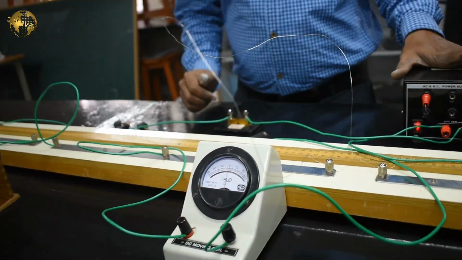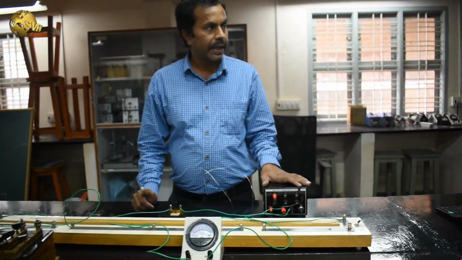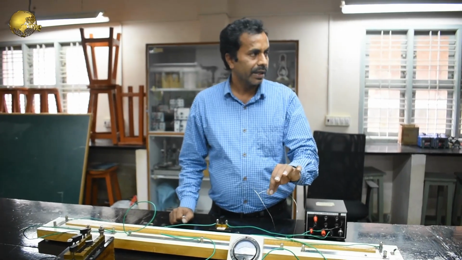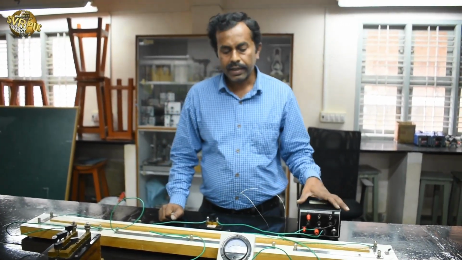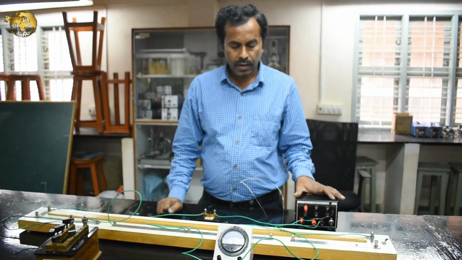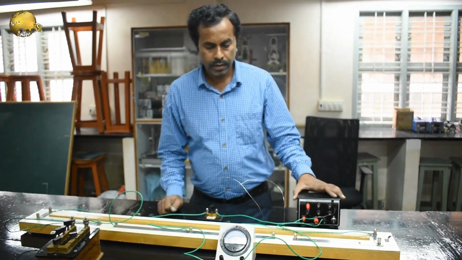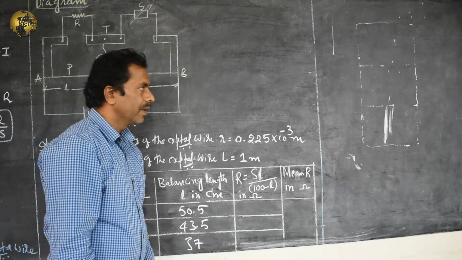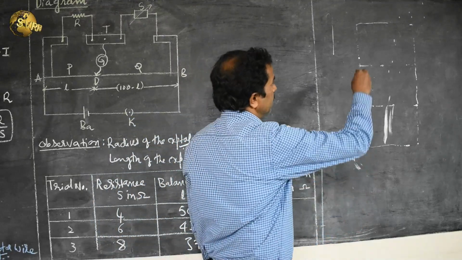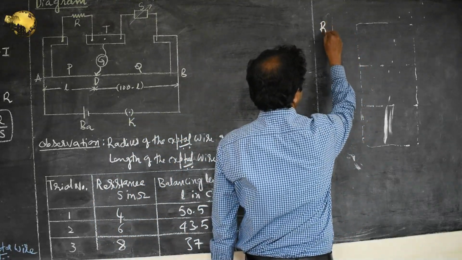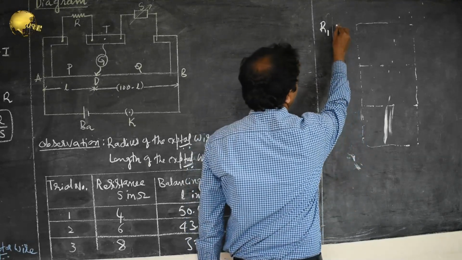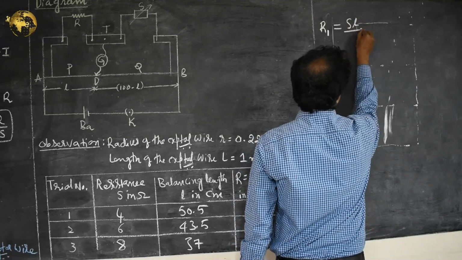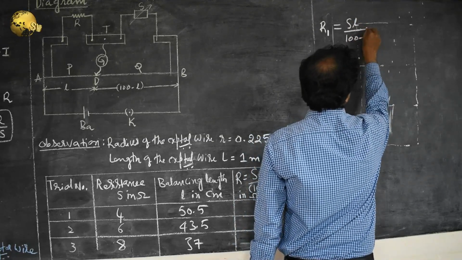So now I got all the balancing lengths for 3 trials, and we calculate the resistance of the experimental wire using the balancing length and hence calculate the resistivity of the experimental wire. So let us now calculate the resistance of the experimental wire. First trial, R1 is equals to S into L divided by 100 minus L.